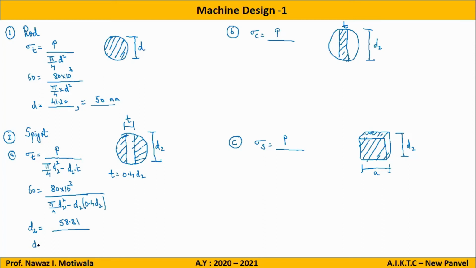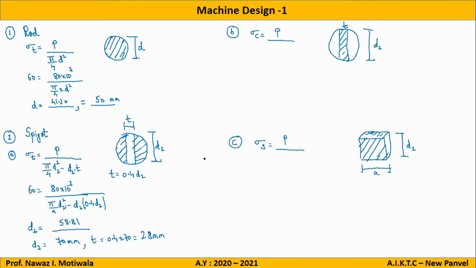70. Okay, that will work, 70, no issues. So t is remaining. Very good. t is equal to 0.4 times 70, so what will be the answer? 28 mm. Yes, correct. Okay, thank you. Did you understand the procedure entirely? Yes, sir.